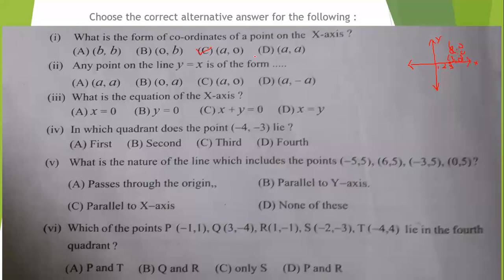And let us check D also. It is (A, A). It is also not possible because neither of the coordinates is 0. So the answer for the first one is C, (A, 0).